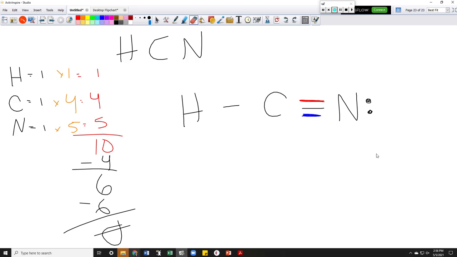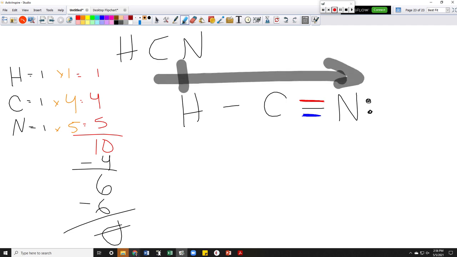Is one of those ends more electronegative than the other? Which end? Nitrogen. So which direction are the electrons going to flow? From left to right or right to left? Left to right. That's the direction of the dipole. Okay? So because one end is more negative than the other, is it polar or non-polar? This is polar. This is a polar bond. Any questions? Yes, ma'am.